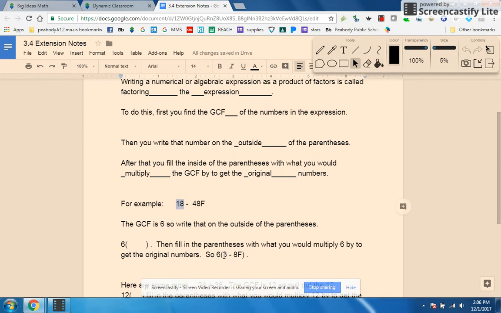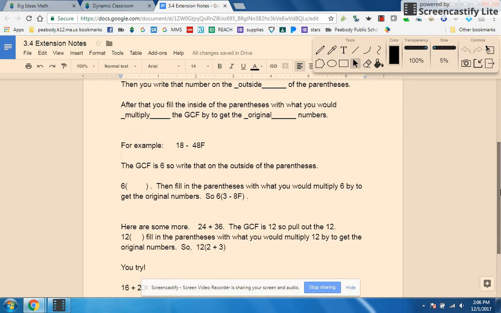6 times 3 is 18, so I'm going to put a 3. Then I have to get to 48. 6 times 8 is 48. And there happens to be a variable, so you just put the variable next to your answer. There's a subtraction between the two, so you just bring the subtraction down into your answer. So that's your final answer, 6 times 3 minus 8f.